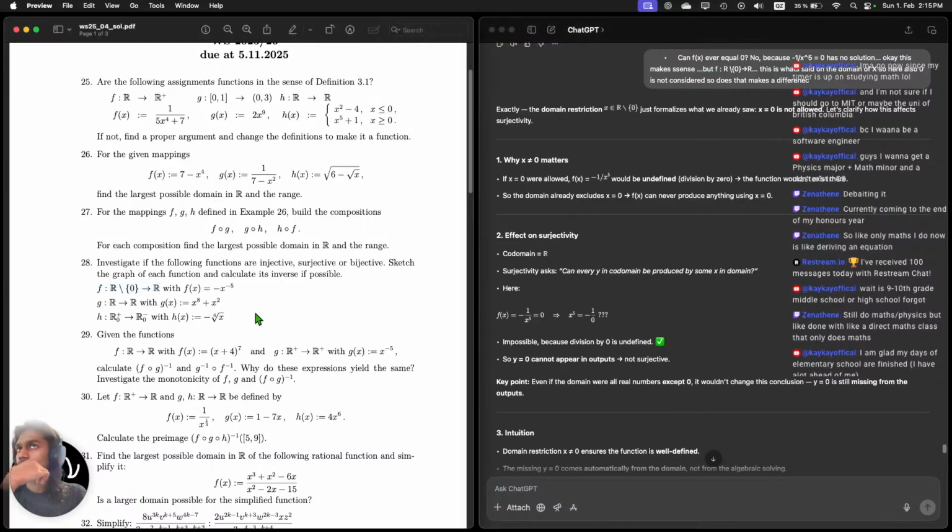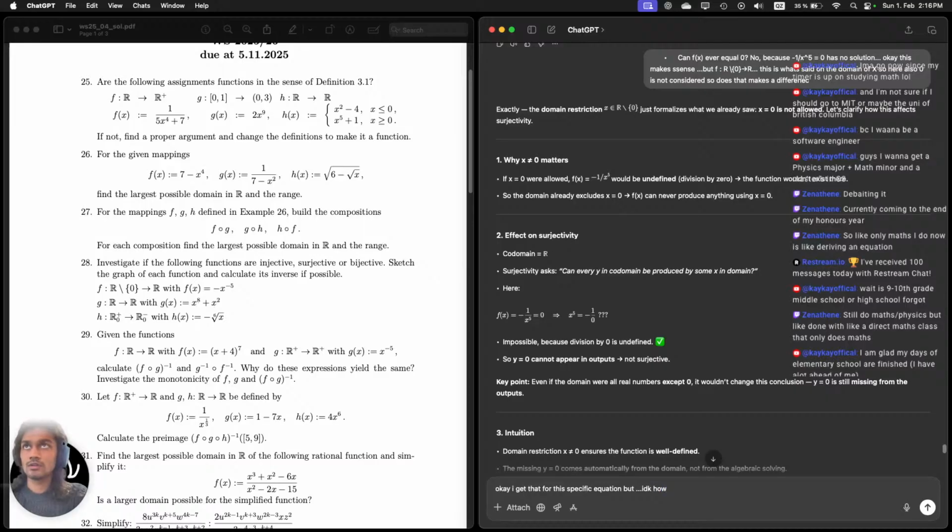Okay. So it's not surjective because, okay, I get that for this specific equation, but I don't know how. Let me try doing it.